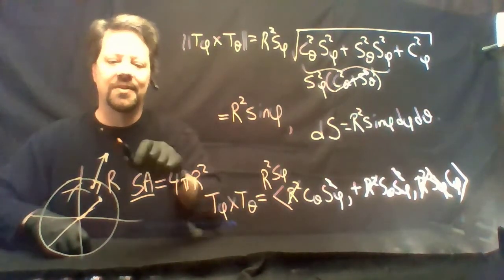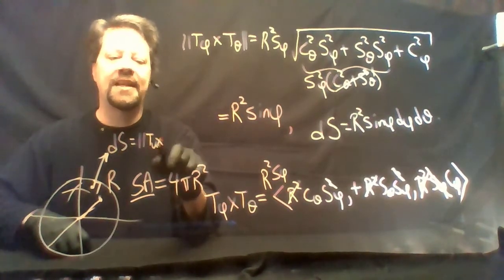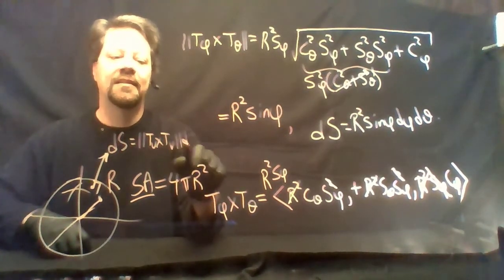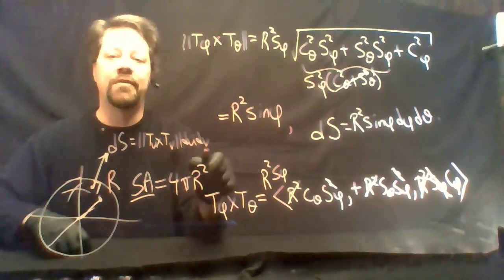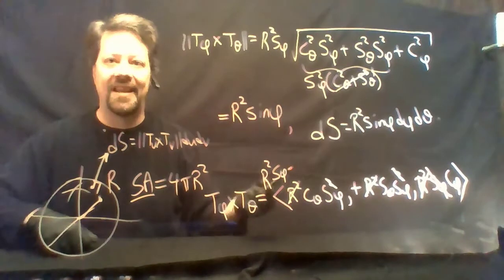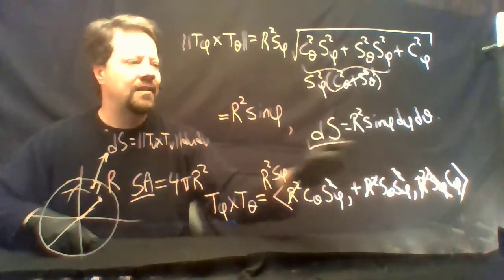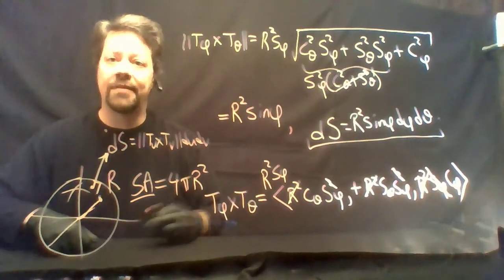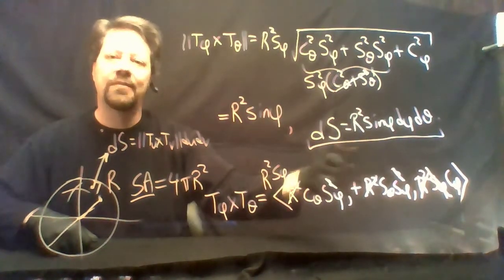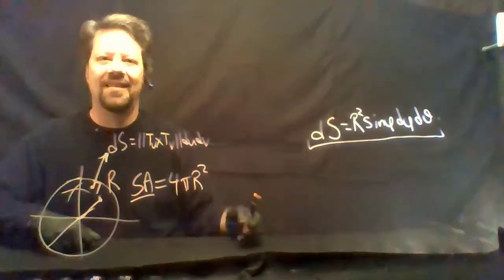Remember, it was ds equals the norm of tu cross tv du dv, where u and v are the parameters. For us, the parameters are phi and theta, so we get d phi d theta. To find the surface area, all we have to do is integrate the surface element over all of the values of the parameters that sweep out the surface.